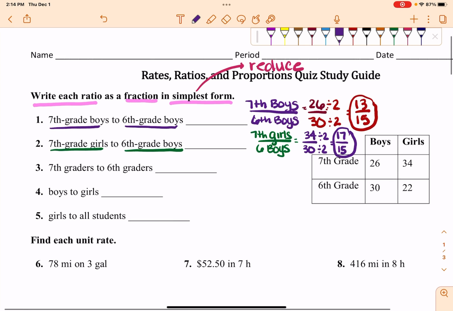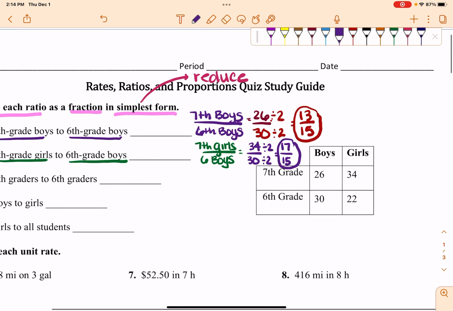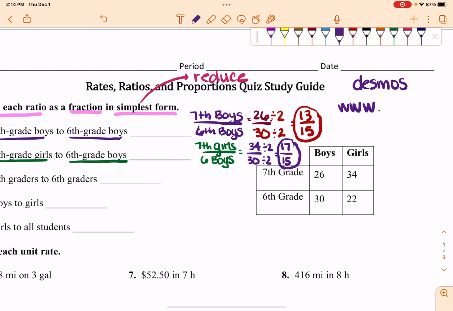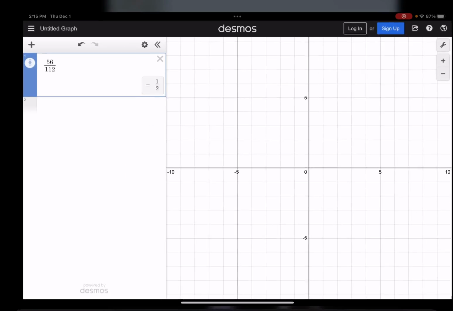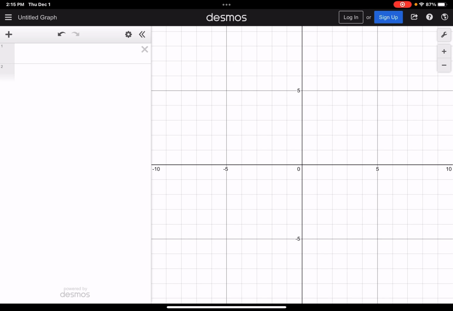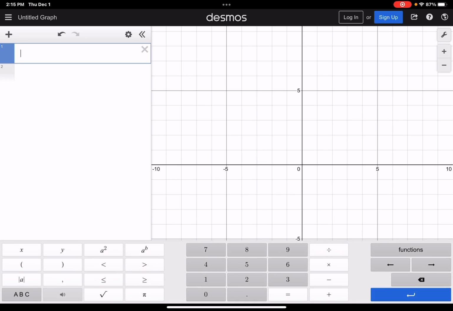If you're somebody who's not very good at reducing, there is a free app called Desmos that you can download. It's a graphing calculator. Or you can go to www.desmos.com and use that calculator. You can use it right on your phone or your iPad or Chromebook, whatever you have. I just want to give you an idea of how this works.